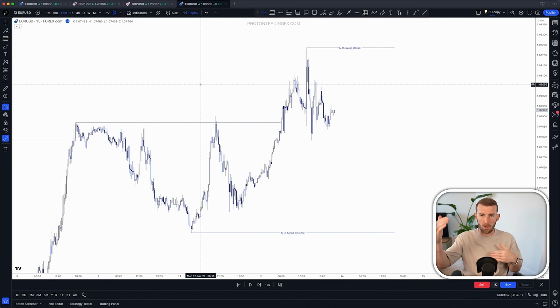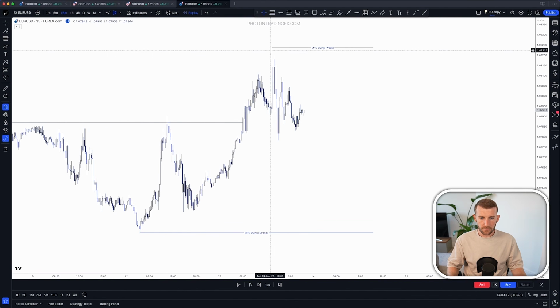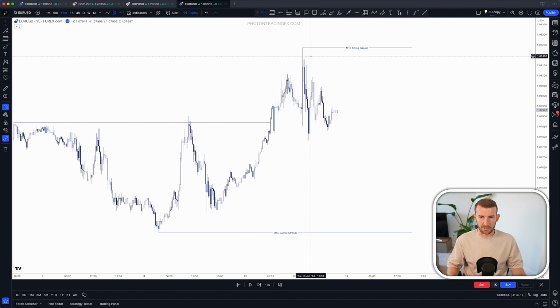What is our current swing structure? That's always the first thing that I care about, okay? So we know we're working between our swing high and our swing low. Now we can look at the internal structure as well, and you can see what happened in here.